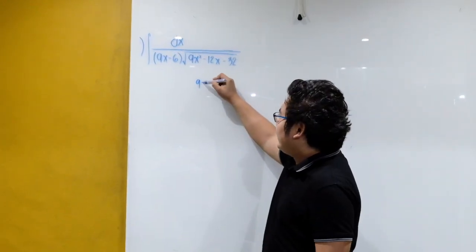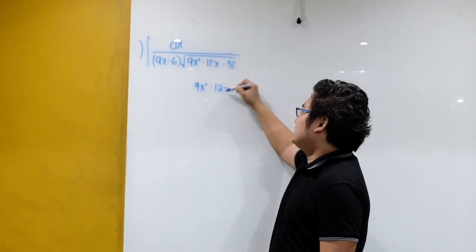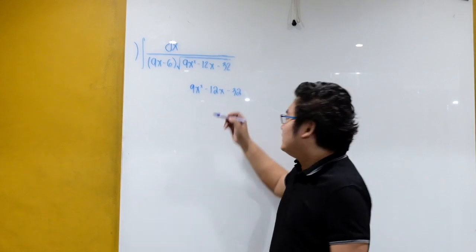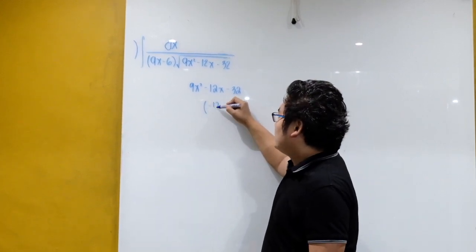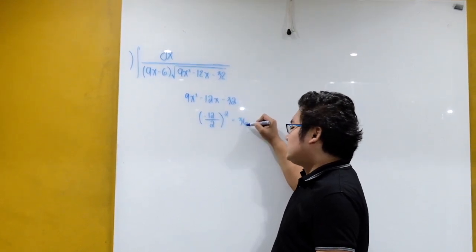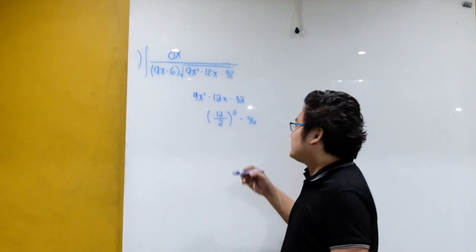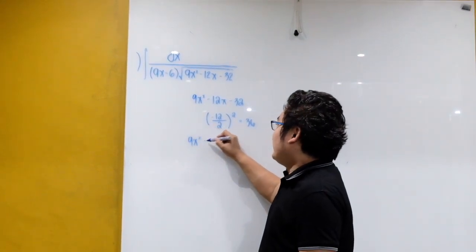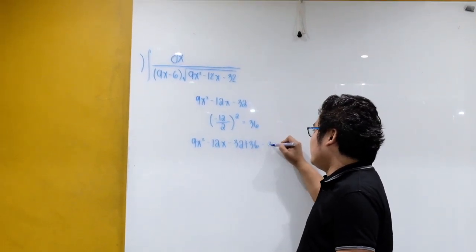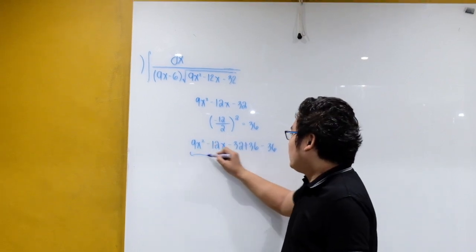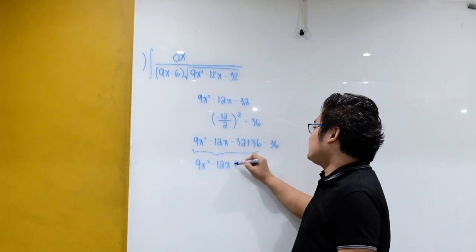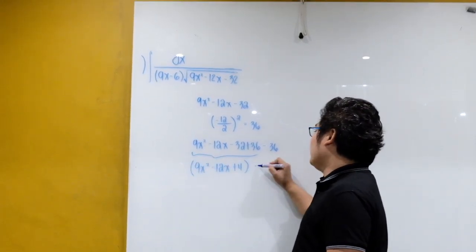Since we have 9x squared minus 12x minus 32, we will divide that middle term by 2 and square. So this will become negative 12 over 2 quantity squared, and this will give us 36. So we will add and subtract 36. So 9x squared minus 12x minus 32 plus 36 minus 36. And this portion will become 9x squared minus 12x plus 4 quantity minus 36.